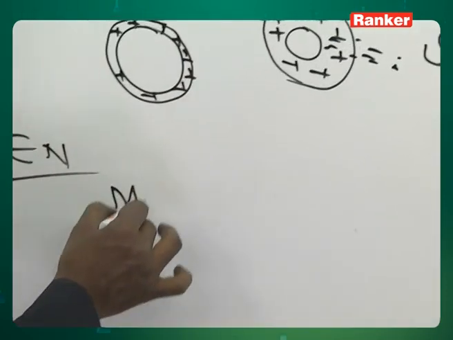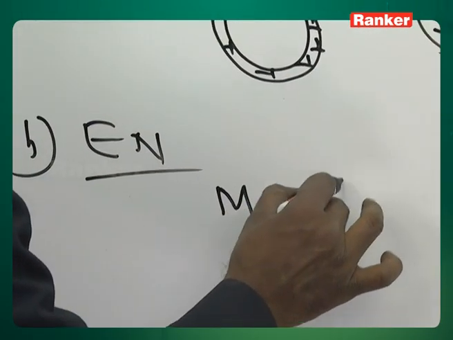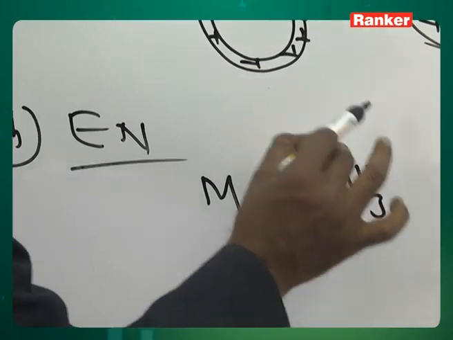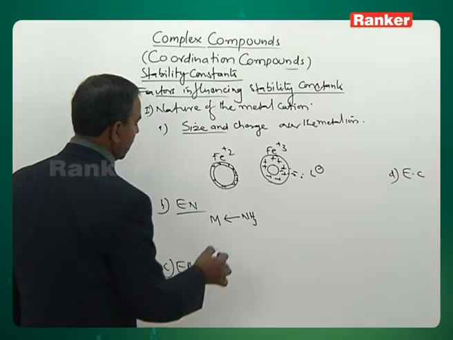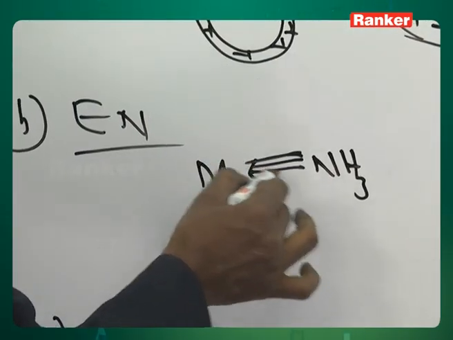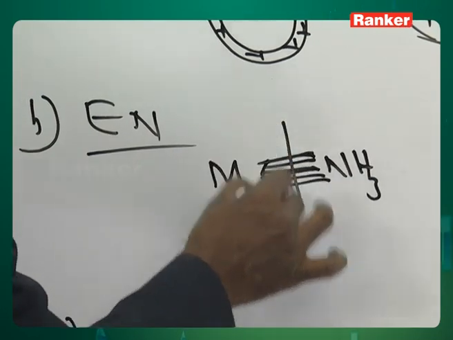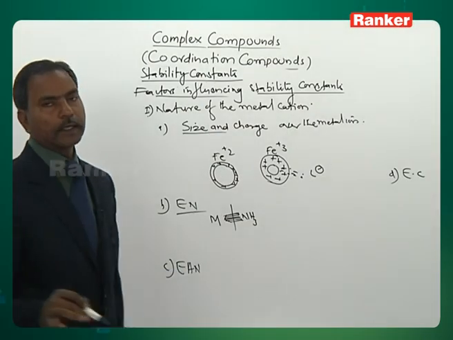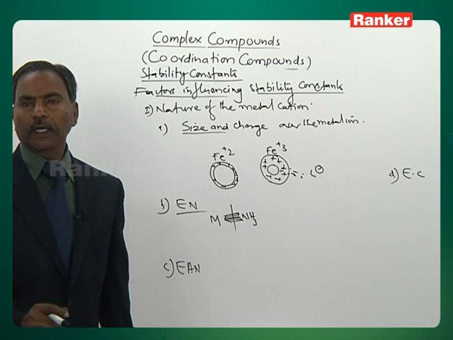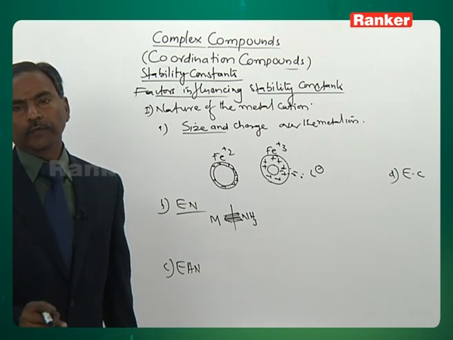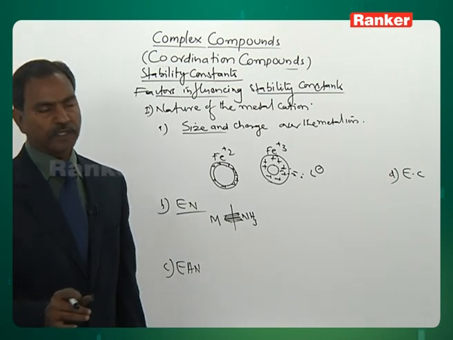Suppose you take a metal with greater electronegativity: it easily accepts a donated pair of electrons, and the strength of the bond will be high. Therefore, it will be more stable. The greater the electronegativity of the metal cation, the more highly stable a complex it can produce.